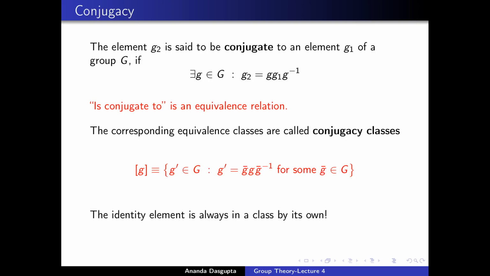Now, it's very obvious that the identity element always has to be in a class by its own, because no matter what g you pick from your group capital G, small g times E times small g inverse, the element conjugate to E will always be E itself. So in every group, the identity element always sits in a singleton set as its own conjugacy class.